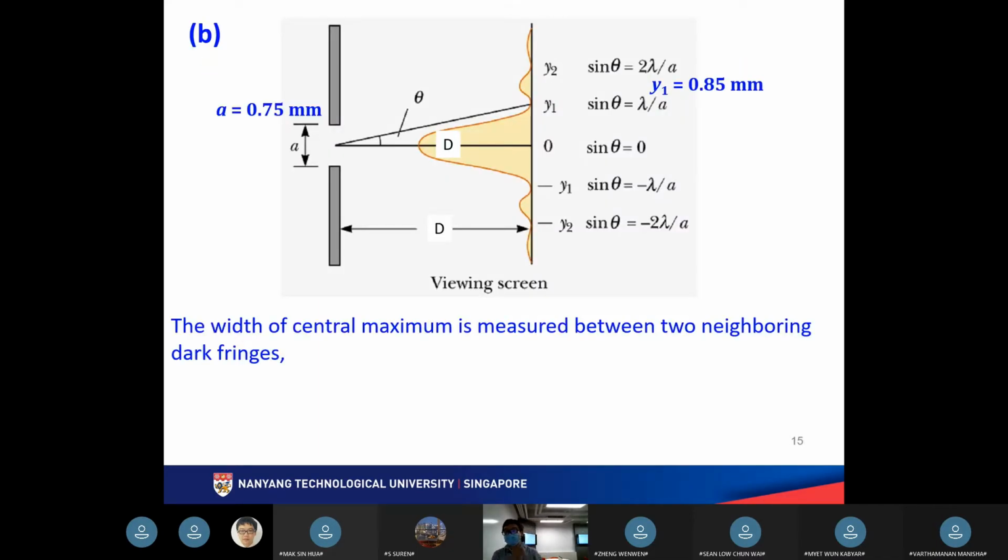So let's look at the second part. The second part asks what's the width of the central maximum. The width of the central maximum is measured between the two neighboring minima, from negative y₁ to positive y₁. So clearly the width is just double y₁, which is equal to 1.7 millimeter. This actually tests your schematic understanding of the concept. You don't have to do any physics, and the mathematics is quite easy: just twice y₁, 1.7 millimeter, which is quite straightforward.